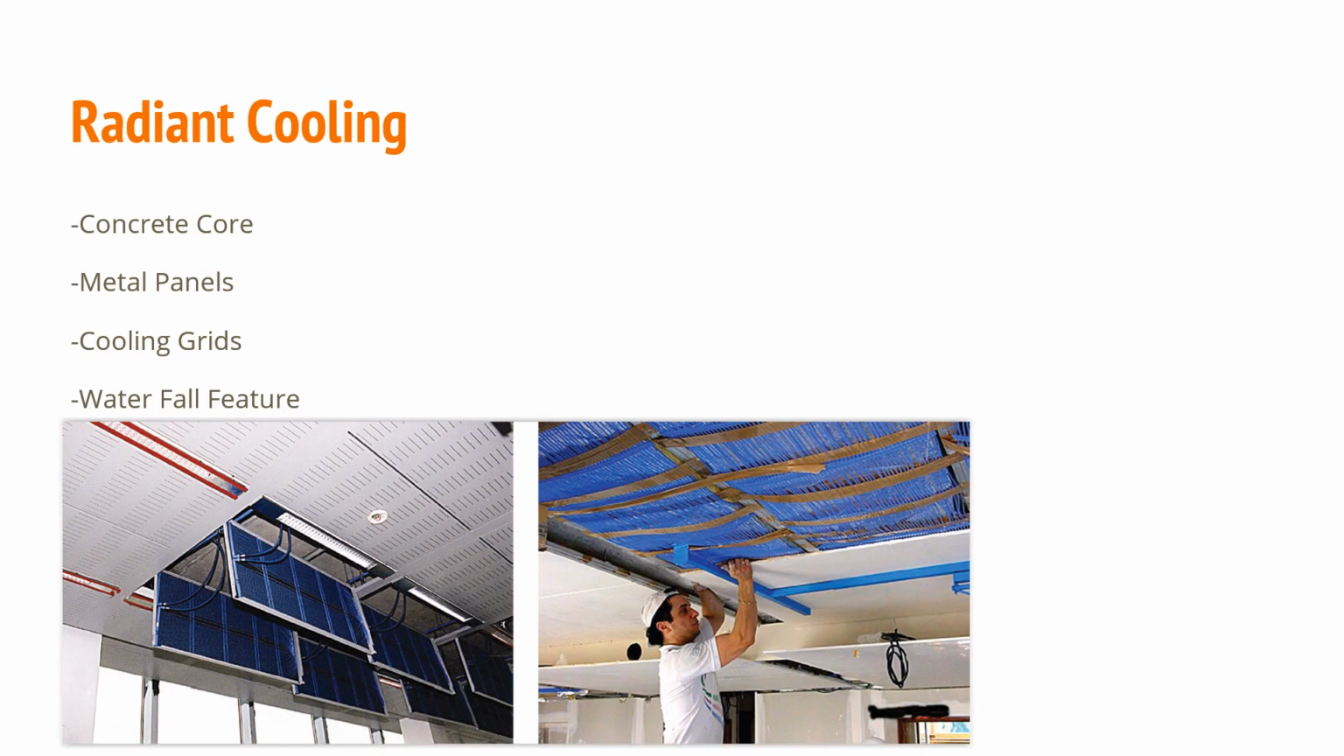First off, there's radiant cooling. You have a concrete core, metal panels and cooling grids, and even sometimes a water wall feature. This is essentially a more passive form of cooling the building rather than an active chiller.